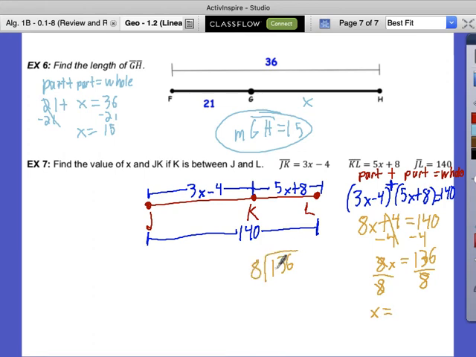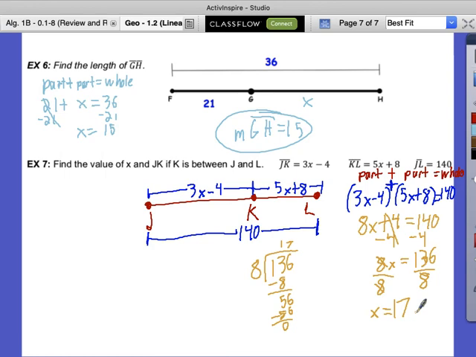Does 8 go into 1? No. Does it go into 13? Yes. How many times? Once. So 1 times 8, 8 times 1 is 8. What's 13 minus 8? 5. Does 8 go into 56? Yes. How many times? 7. 7 times 8 is 56. So this works out nicely with no remainder. So x is 17.